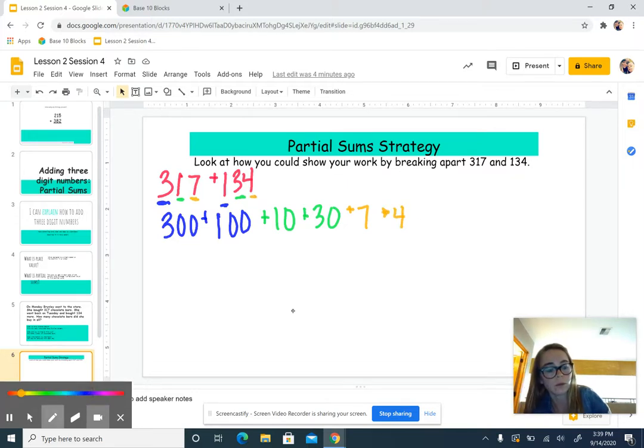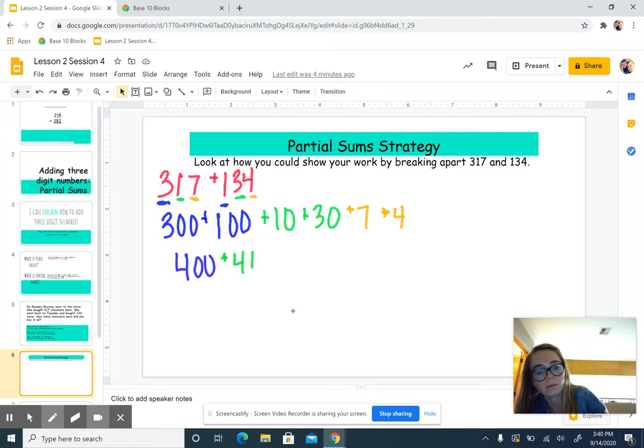So now we can go across and we can add. This makes it easier for us to add the numbers together. So we have 400 plus 40 plus 11. So now my answer, I have 440 plus 11.